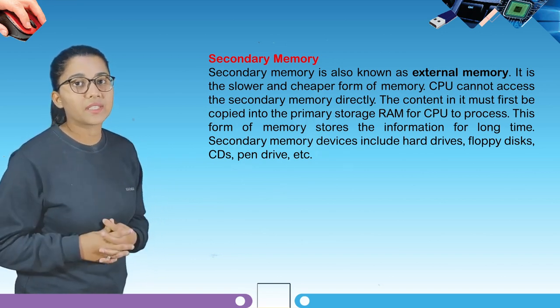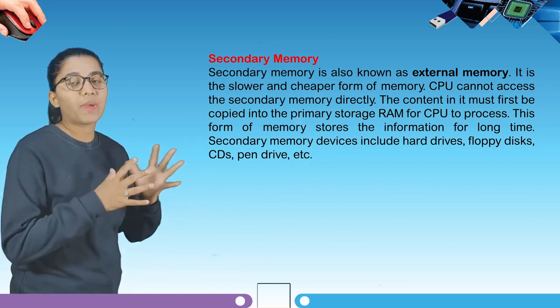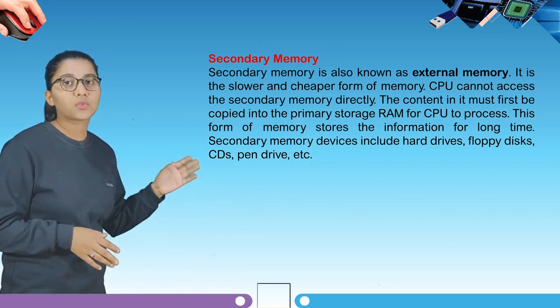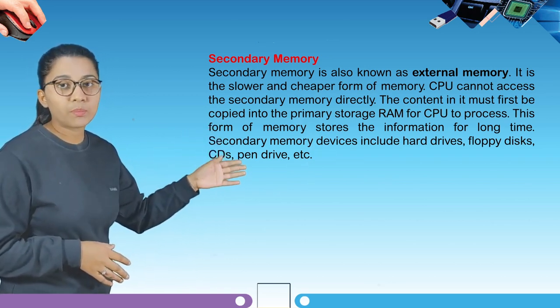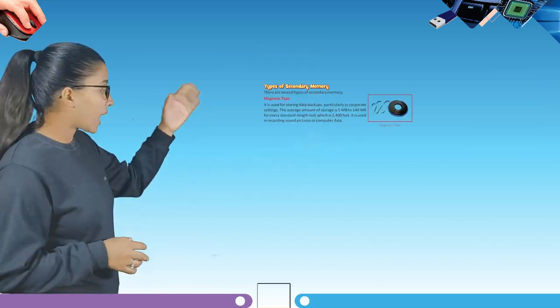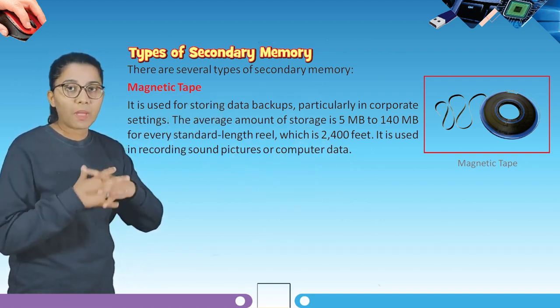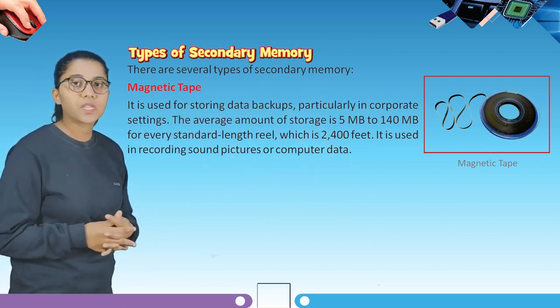Secondary memory devices include hard drives, floppy disks, CDs, pen drives, etc. So students, these are the examples of external memory. Now let's learn about types of secondary memory. So what are the types of secondary memory? Let's learn about it in detail.